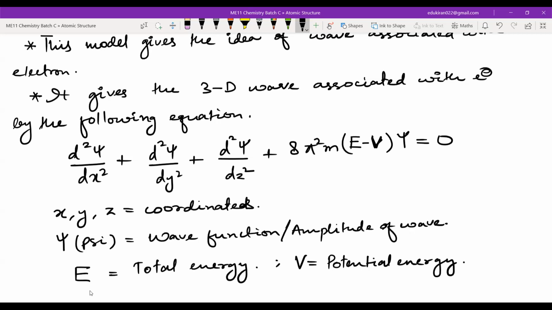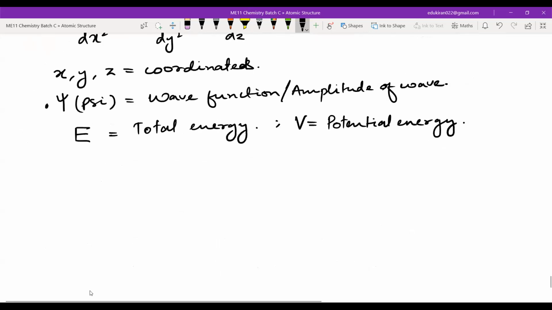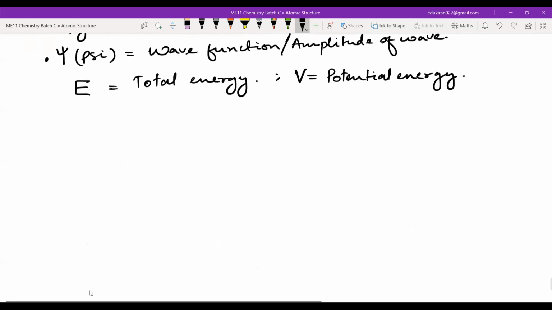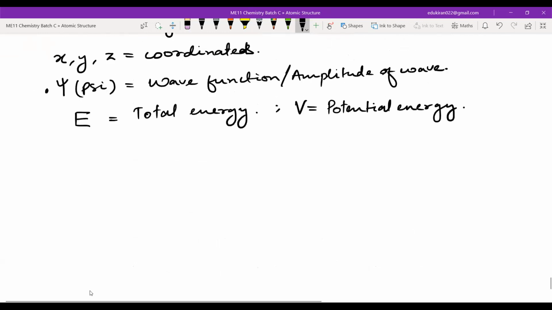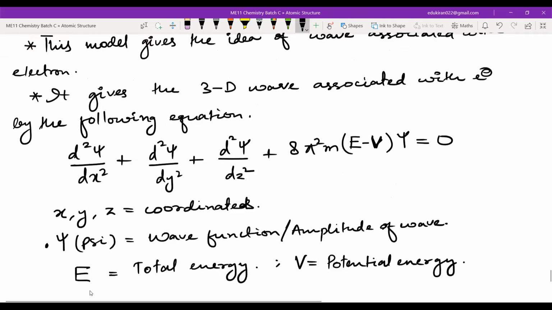You don't have to learn any of these things. You just have to remember that psi is the amplitude of the wave. We have to learn only things about psi and then psi square. From this equation, we have to point out only one thing, which is psi. What is psi?